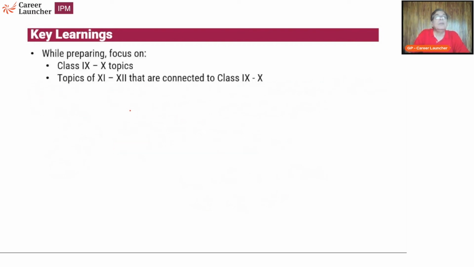Now, so what are the key learnings? First, while preparing, focus on 9th, 10th topics and topics of 11th, 12th that are connected to 9th, 10th. So forget calculus, forget integration, forget permutation combination. If you don't understand them, if you're not okay with them, just don't worry about it. Even if you had maths in 11th, 12th, this is the easier part of the paper. Even then you'll find 9th, 10th topics are easier and you'll be able to solve them faster. Okay.